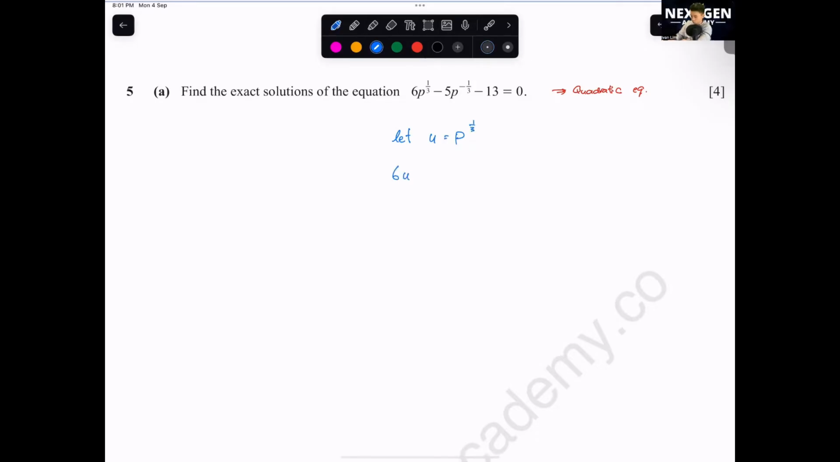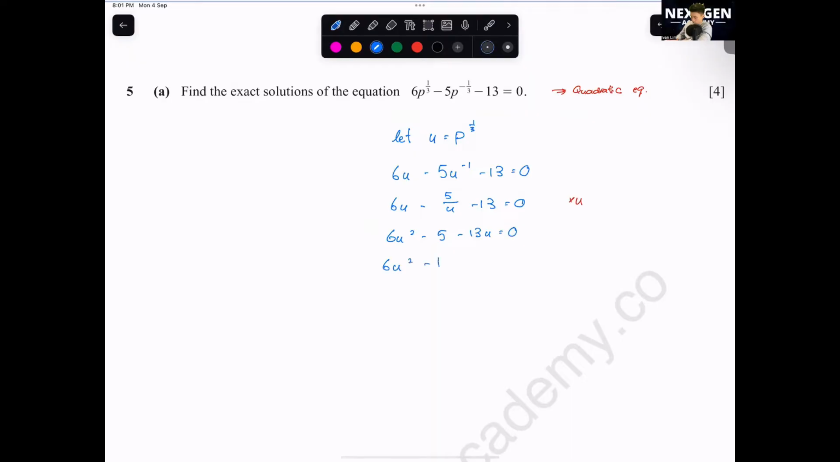So it becomes 6u minus 5u power negative 1 minus 13 equals to 0. Power negative 1 is what? 6u minus 5 over u minus 13 equals to 0. Okay, you need to recognize this form. It's a very common form that they ask you for quadratic. This is under the complex quadratic equation part in chapter 5. Okay, then what you want to do? Multiply it by u, so you can make it to one line. So here becomes 6u squared minus 5 minus 13u equals to 0.